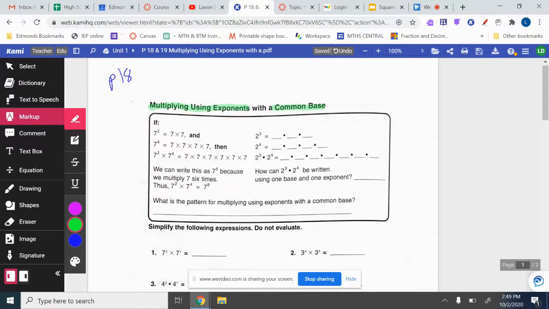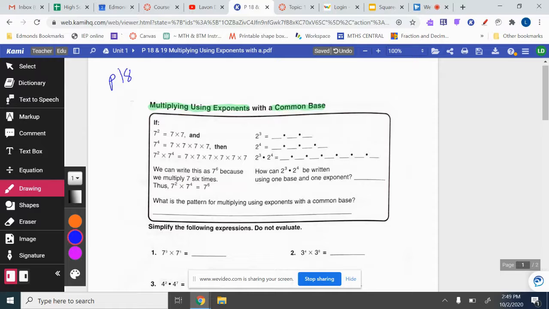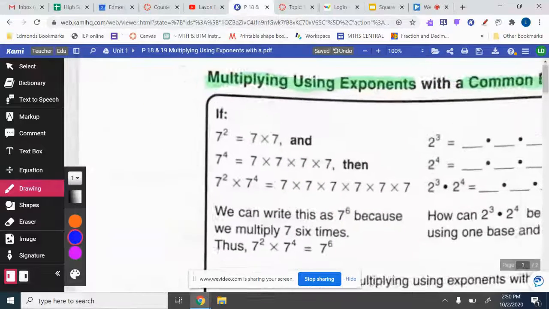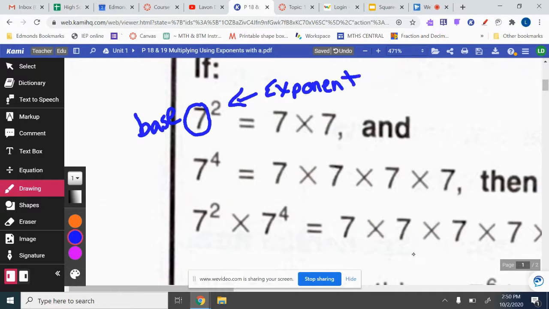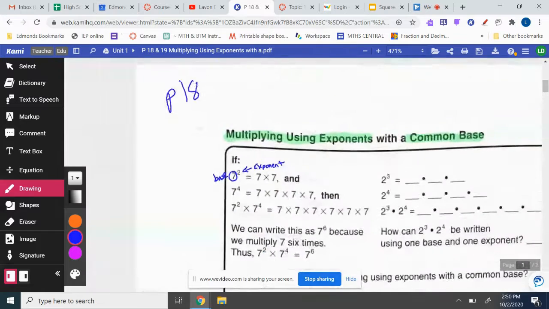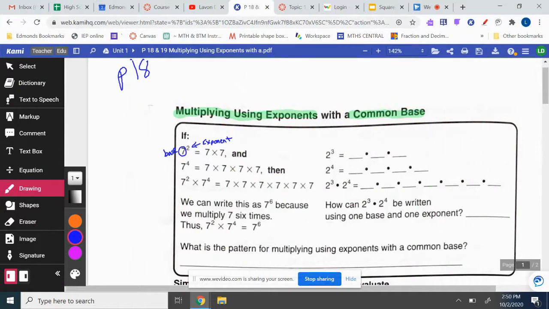Now remember when we have a number, and I want to zoom in here real fast, this is the base, and this is the exponent. So we're going to be multiplying exponents when they have a common base.